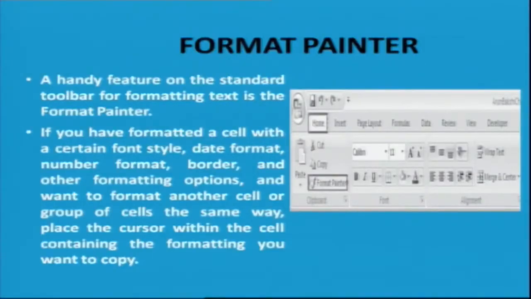Next is Format Painter. In our previous session also I explained many times what Format Painter is and how it helps you do the task more easily. This is one of the handy features on the standard toolbar for formatting text. If we have applied different formatting styles to a particular cell or range of cells and you want to copy the same formatting to some other set of text, you just have to select the cell from where you want to copy, then choose the option Format Painter.